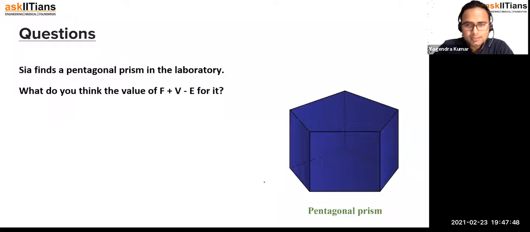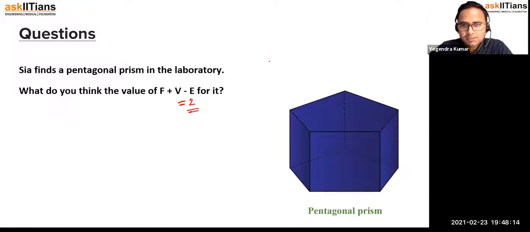Okay, let's see this now. Pentagonal prism, right? Pentagonal prism. So what they are telling: Sia finds a pentagonal prism in the laboratory. What do you think the value of F plus V minus E for it is? Obviously it should be 2, right? As we know above, obviously it is a polyhedron, so it should be true for this, right? But let's verify, right? Let's do the verification again.